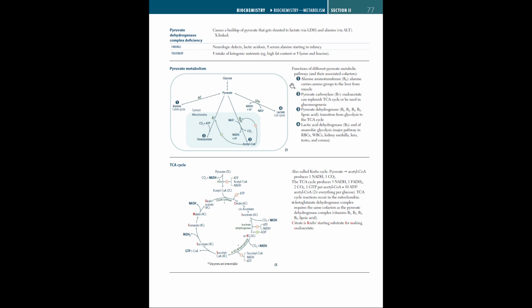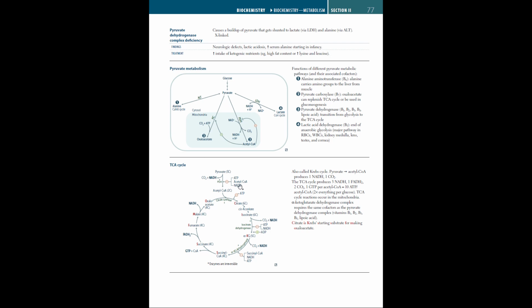The first one is alanine aminotransferase, which requires vitamin B6, and alanine carries amino groups to the liver from muscle. Then there is pyruvate carboxylase, vitamin B7, which makes oxaloacetate that can replenish the TCA cycle or be used in gluconeogenesis. Now pyruvate dehydrogenase requires vitamins B1, B2, B3, B5, and lipoic acid, and this is the transition from glycolysis to the TCA cycle. Lastly is lactate dehydrogenase, vitamin B3, and this is the end of anaerobic glycolysis, and this is the major pathway in RBCs, WBCs, kidney medulla, lens, testis, and cornea.